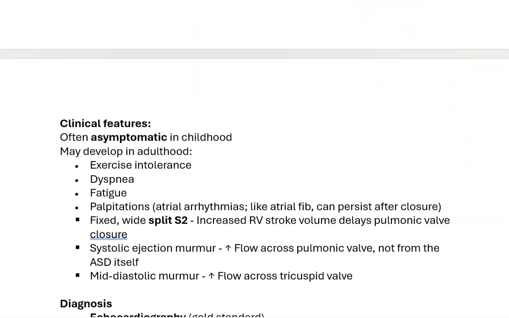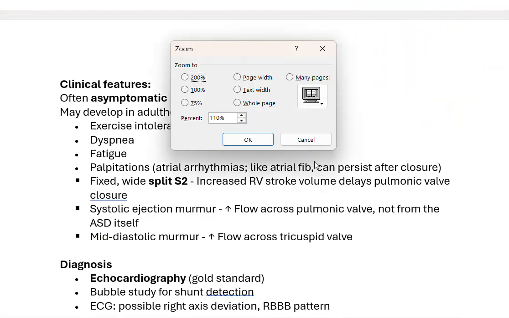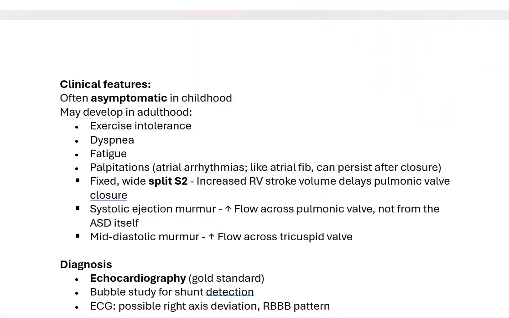So what are the clinical findings that we can see in this patient? We already covered most of them. Often they are asymptomatic in childhood. With time in adulthood, they could develop exercise intolerance, dyspnea, fatigue, palpitation. They could develop tachyarrhythmia, particularly atrial arrhythmia, right? And the most common is usually what? Atrial fib. And this could persist even after the closure.